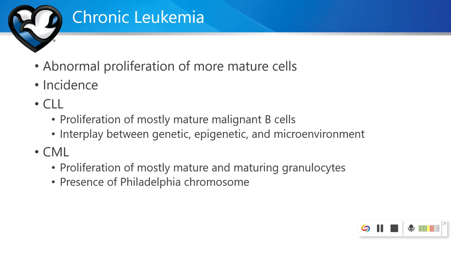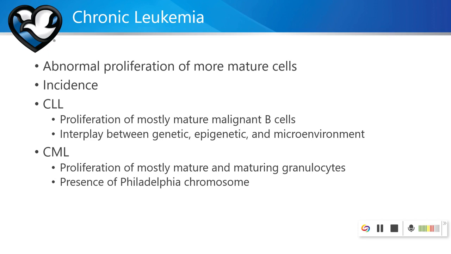Chronic leukemias are characterized by abnormal proliferation of more mature cells, and these cells have a similar appearance to normal cells but function abnormally. These leukemic cells are found in the blood and bone marrow. CLL is the most common leukemia in adults, and the median age of diagnosis is 70 years. In CLL, proliferation is mostly mature malignant B cells, and T cell involvement is rare. CLL development is an interplay between genetics, epigenetics, and the microenvironment.